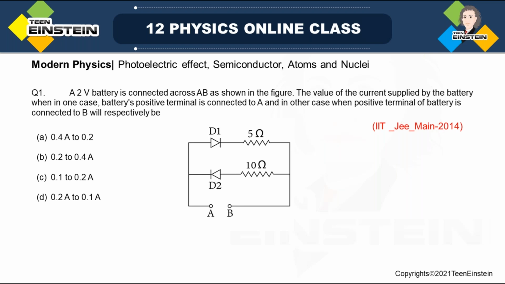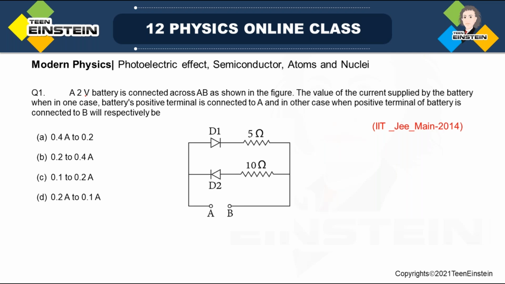So we'll start our discussions today with this problem. So we can see there are two diodes over here. Okay, they are connected in series with 5 ohm and 10 ohm resistance respectively, and these two branches are parallel to each other. And this gap between A and B, there will be battery. Now we'll see in the question what it is said.